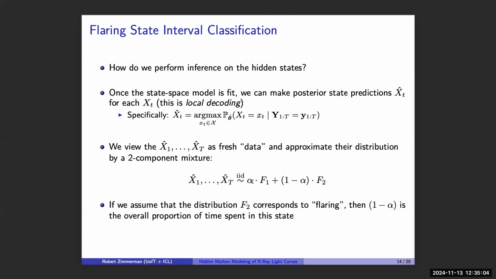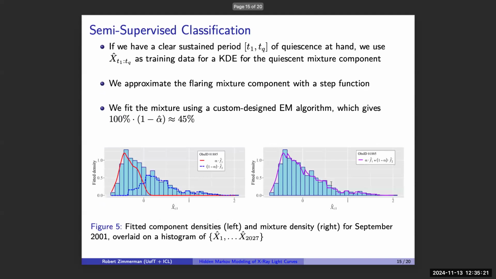Alpha is the mixing parameter, and that's between 0 and 1. If we assume that F2 is the distribution that corresponds to the flaring state, then 1 minus alpha is exactly the overall proportion of time spent in the flaring state. So now we're on to stage 2 of the analysis.